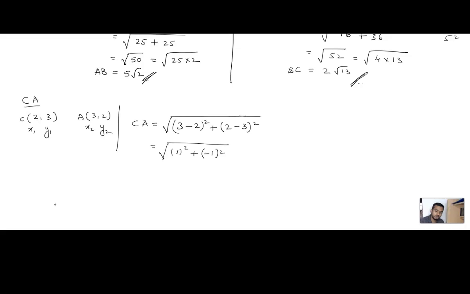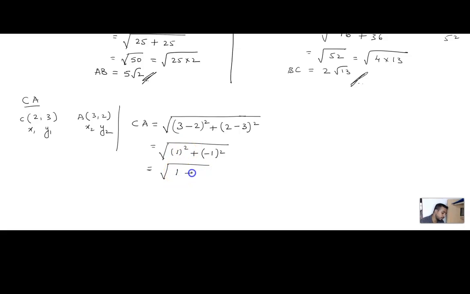2 minus 3 means what? For example, I will give 2 rupees to you. Now take 2 rupees and give me 3 rupees back. Is it possible? Can you give 3 rupees back to me? No, it is not possible. Not possible means minus. Then do the opposite calculation. That is 3 minus 2 is 1. So 1 square.